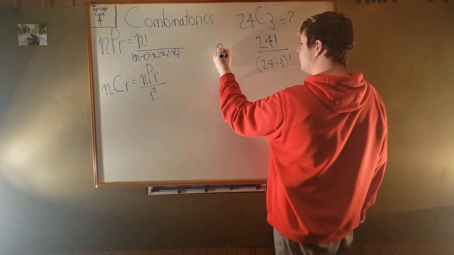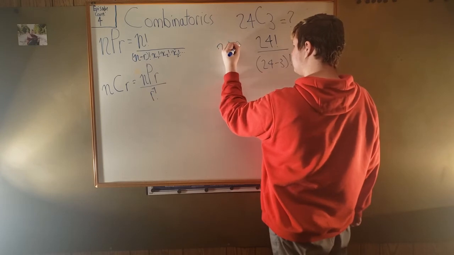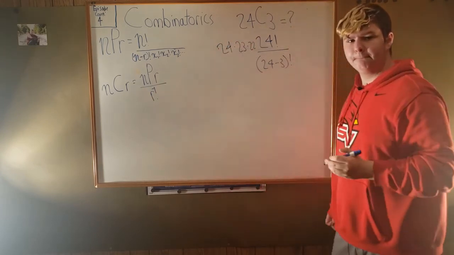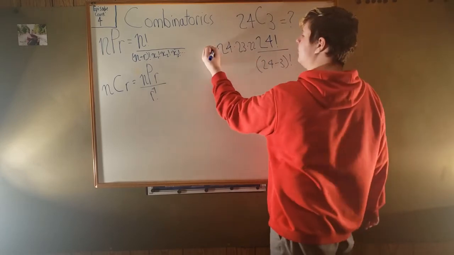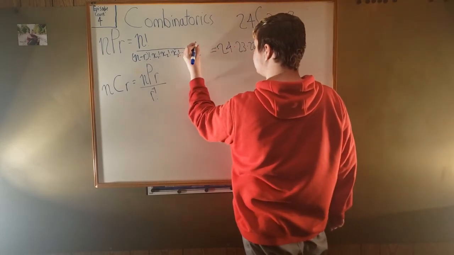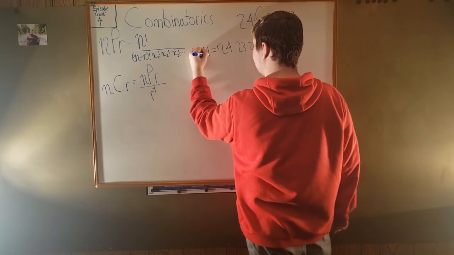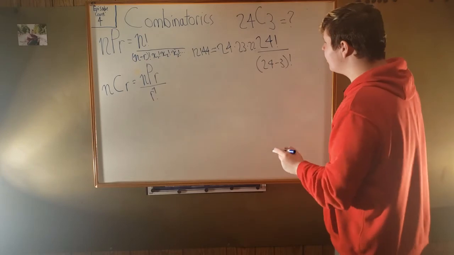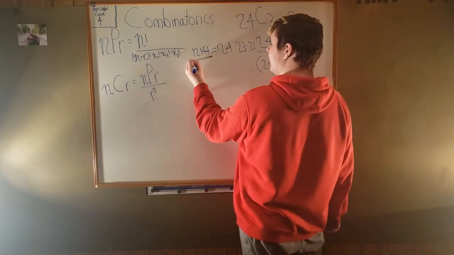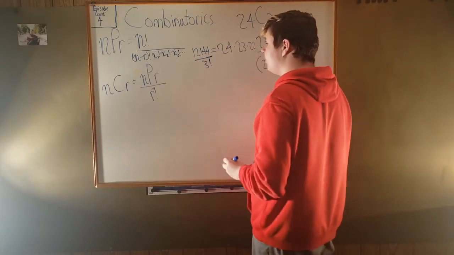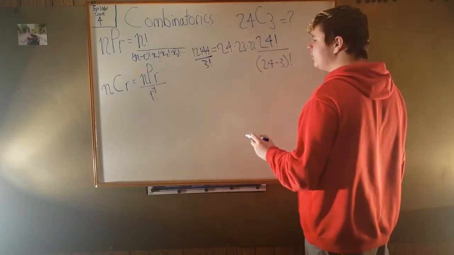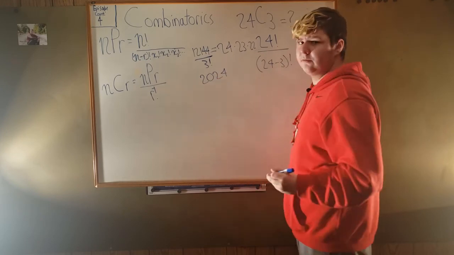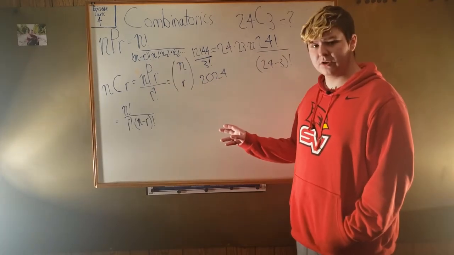So what we get is 24 times 23 times 22. This calculates out to be 12,144. Now that's without the combination part. With the combination part, we then have to divide this by 3 factorial, which is just 6. This calculates to be 2,024. There's another way you can do this though.